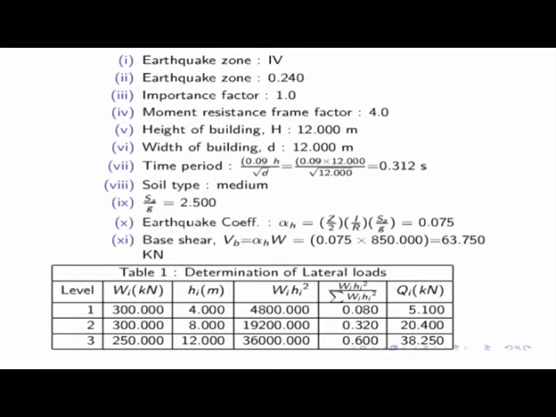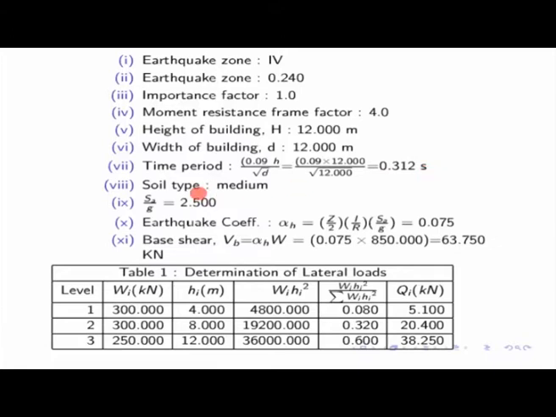If we take this one, we have a very simple calculation. Earthquake zone 4, earthquake zone factor 0.24, importance factor 1, moment resisting factor 4, height of building H 12 meter, width of the building I have already told, 12 meter. I should not give the same value, just for distinction. Anyway, this value 12. So time period 0.09 H by root over D. So I am getting here this value 0.312 second.